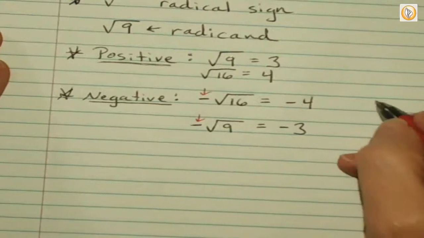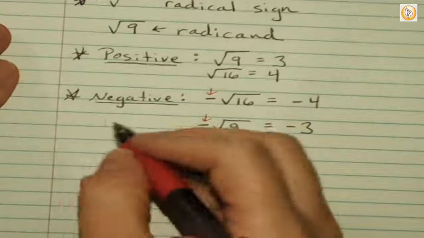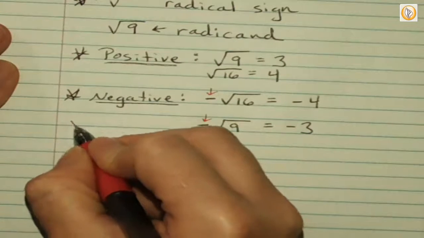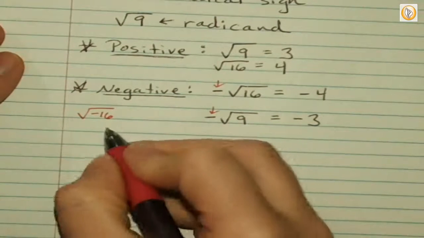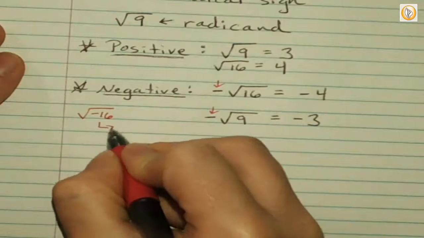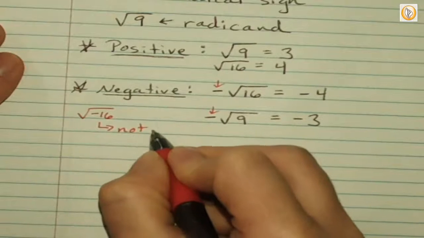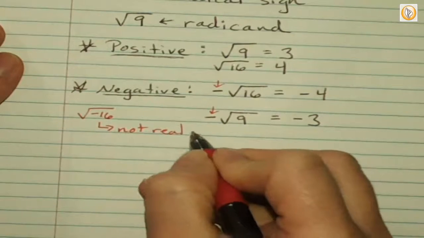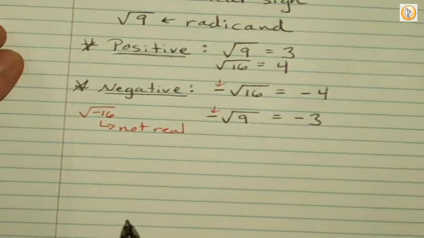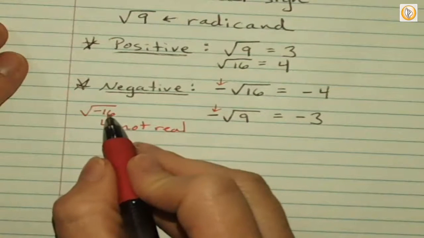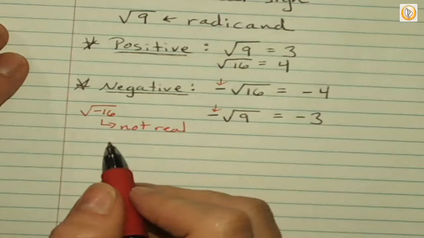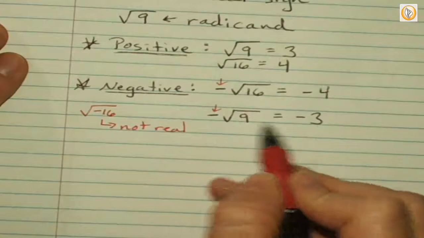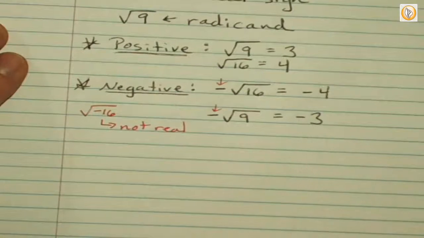Real quickly, what if I have this? It's not a perfect square. It's not a real number. You can just say not real. If the negative is on the inside, it's not a real number. It's not real. It's false. It's just bad. A dream. The negative's on the outside, then you get your negative answer.